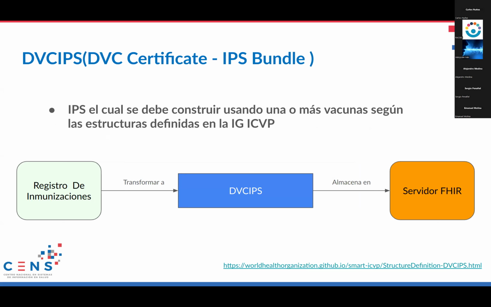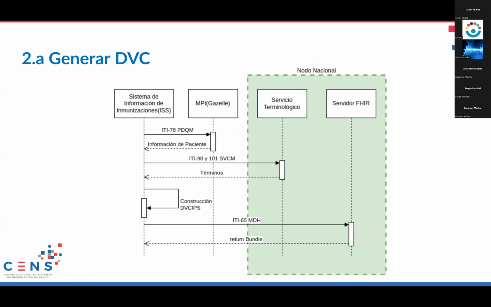So we have the DVC IPS structure, the IPS that must be built using one or more structures according to the DVC that we're going to be using here. The idea is that with the immunization records that you have in your application in development, you can extract the data and then translate it into this DVC IPS and then store it in the FHIR server. Here, the same one that we used in track one. That's the easiest way of explaining it.